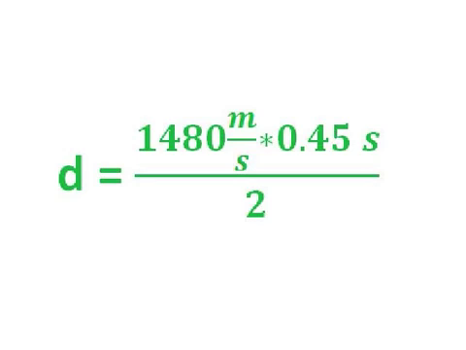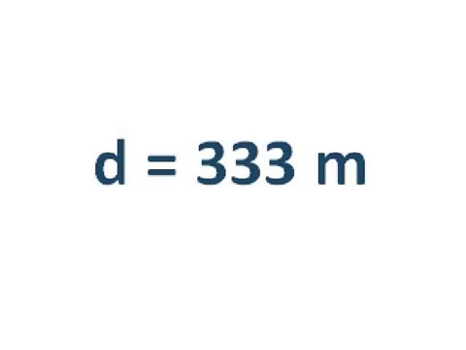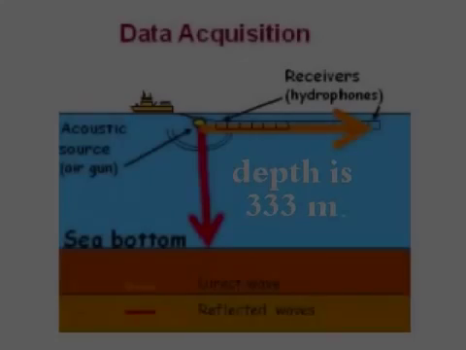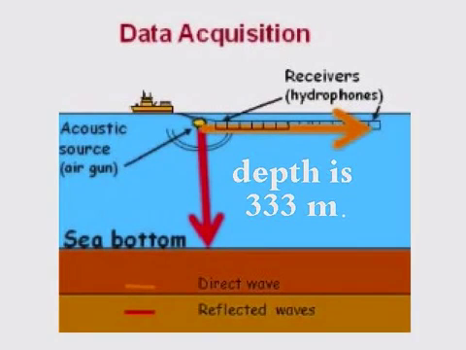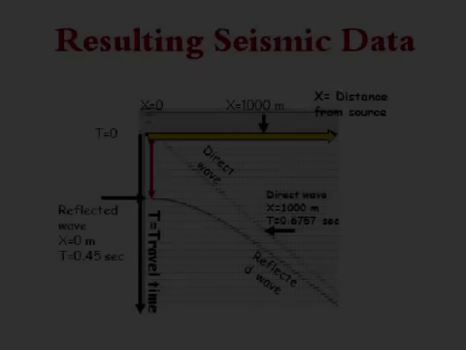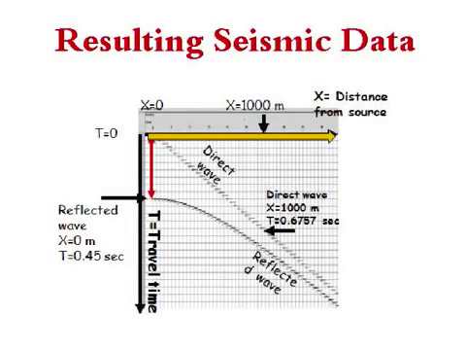Putting in their numbers, they write small d equals 1,480 meters per second times 0.45 seconds divided by 2. Doing the math, they know that little d equals 333 meters. So the depth of the water is 333 meters. By plotting this line in red, we measured the depth of the ocean.